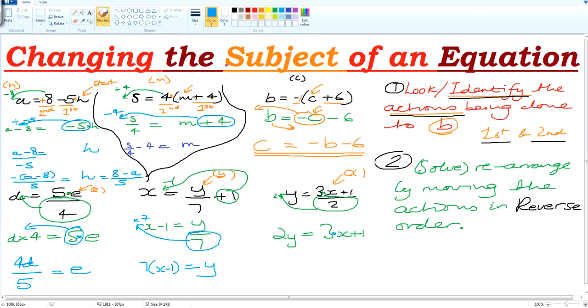Now, we have to move the second action, which was the plus 1. Opposite plus 1 is minus 1. Okay, now you've got an extra action in here. That's no problem. Opposite times by 3, move that now. Last but not least, divide by 3. So you have 2y minus 1 divided by 3 is equal to x.